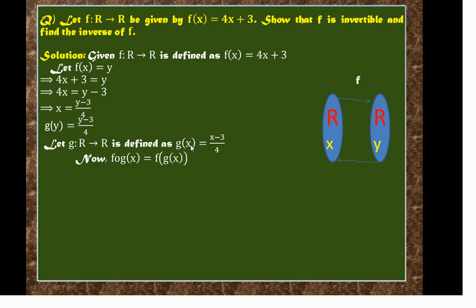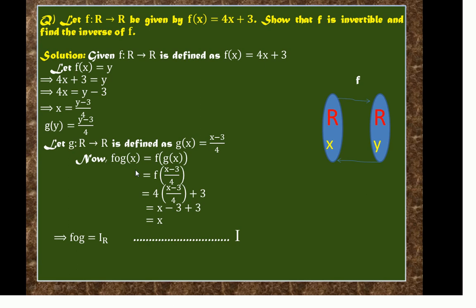Now let us find the composition of functions fog of x. So fog of x is f of g of x, which is nothing but f of x minus 3 by 4. You are substituting the function g of x inside the function f of x. So you get 4 times x minus 3 by 4 plus 3, and on simplification you get x. That means f of g is an identity function. That means it takes x to x.